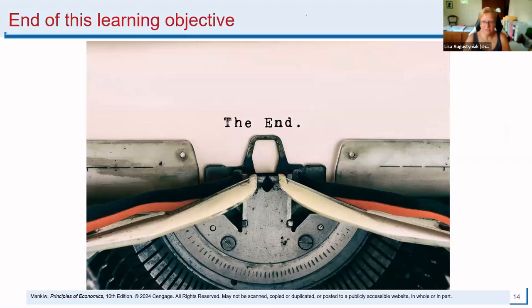Okay, this is the end of this particular learning objective. Again, if you have any questions, don't hesitate to contact me. And our next objective, we're going to take a look at, actually, this is the end of this chapter's objectives, but we'll move on into the next chapter and talk a little bit more about these in the quantity theory of money graph.